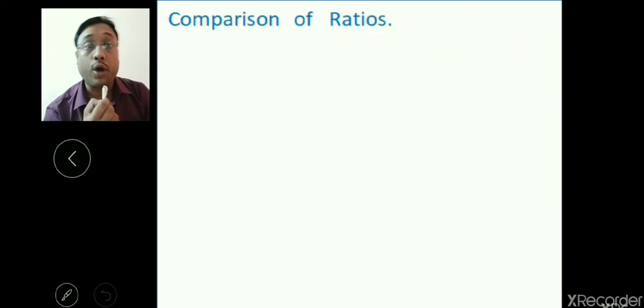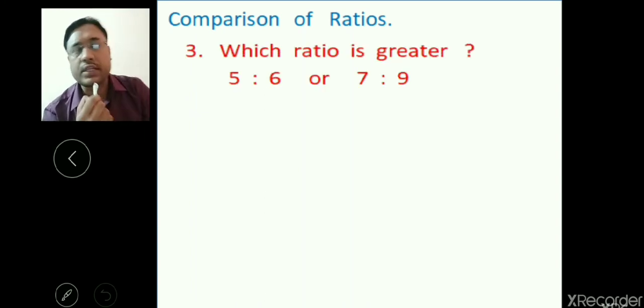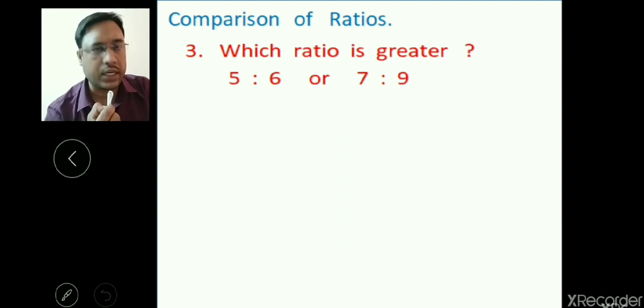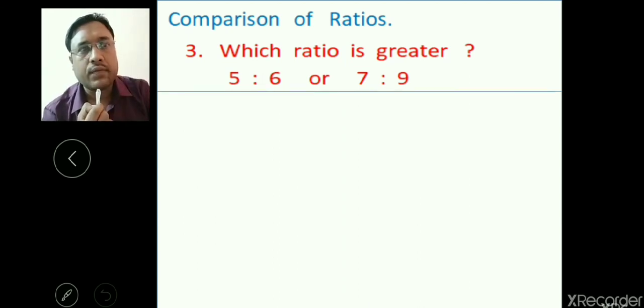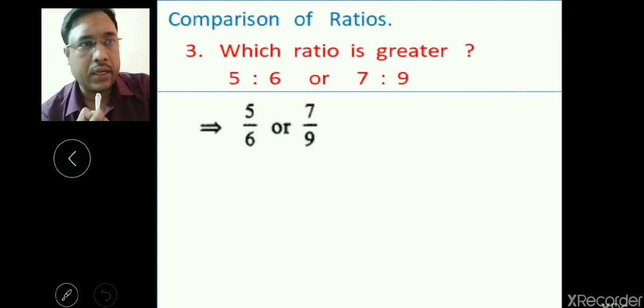Now next, comparison of ratio. That also you have to see, how to compare the ratios. It is just like fraction comparison that we have done in the previous chapter. Okay, so we will understand this concept, comparison of ratio, with the help of this question: which ratio is greater, 5 is to 6 or 7 is to 9? So we can write here in the solution 5 by 6 or 7 by 9. 5 is to 6 means 5 by 6 and 7 is to 9 means 7 by 9.